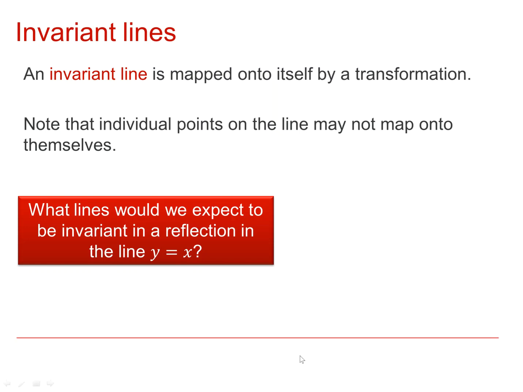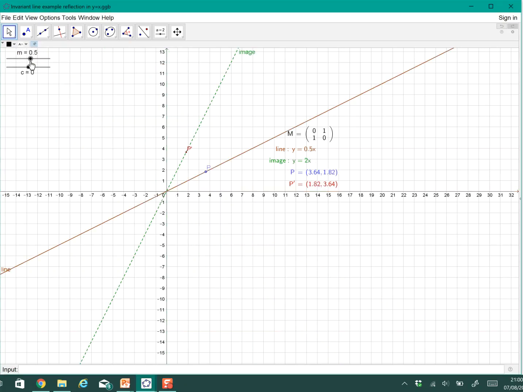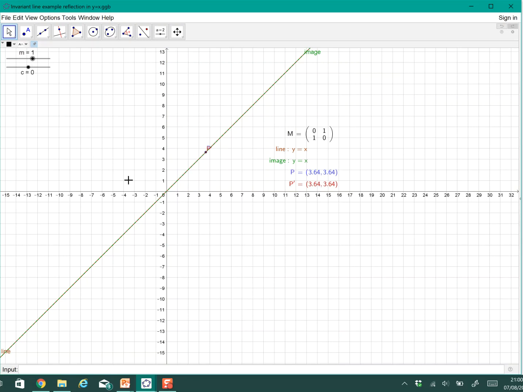The matrix in that example was a reflection in the line y equals x. Pause the video for a moment while you think about which lines you would expect to be invariant in that reflection. OK, let's have a look at it. In a reflection, we expect the mirror line to be invariant. So if I plot the mirror line, y equals x, you can see that this is in fact a line of invariant points. Points on the mirror line are mapped to themselves.